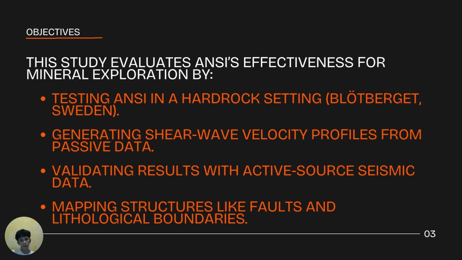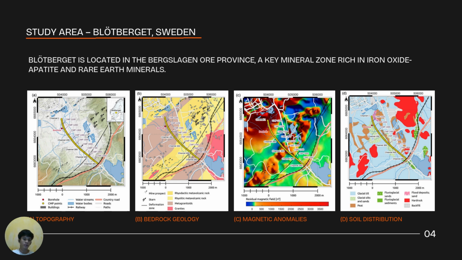To see how these objectives were applied in the field, let's take a look at the study area where the data were collected. The fieldwork was carried out in Blötberget, located in the Bergslagen province of central Sweden. This region is historically significant for mining and is known for hosting iron oxide apatite and rare earth element mineralization. The local geology consists of Paleoproterozoic metavolcanic and granitic rocks overprinted by deformation and mineralization.